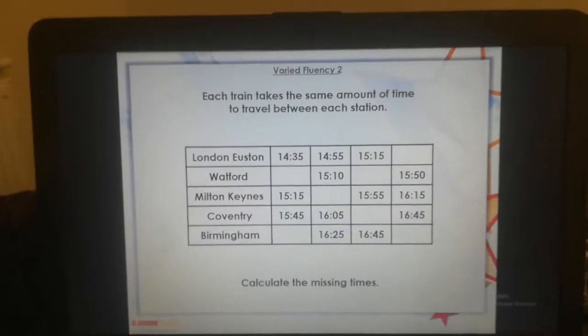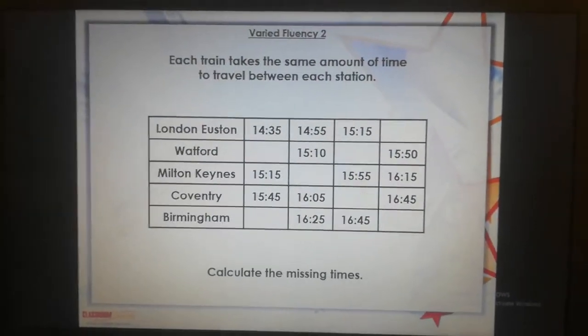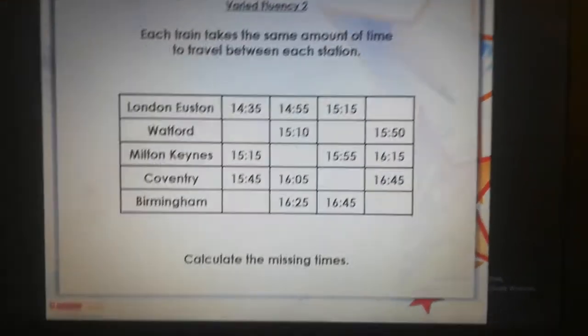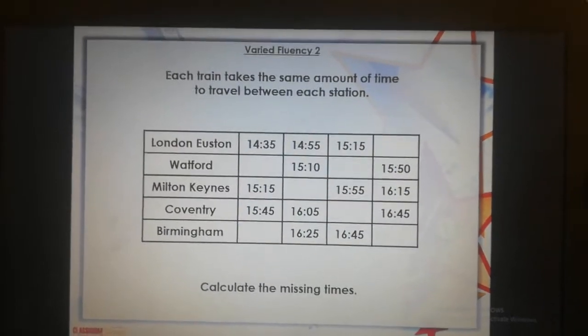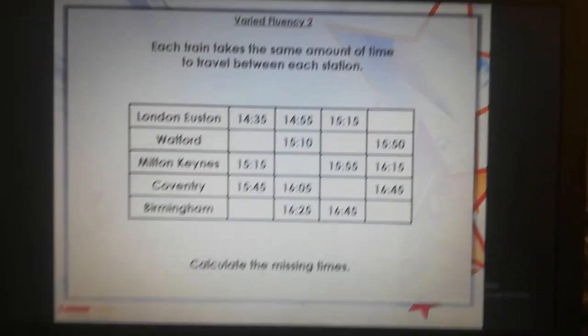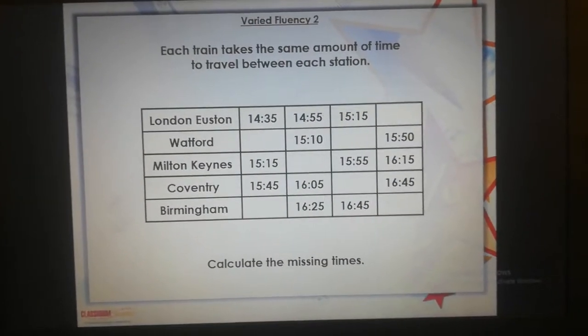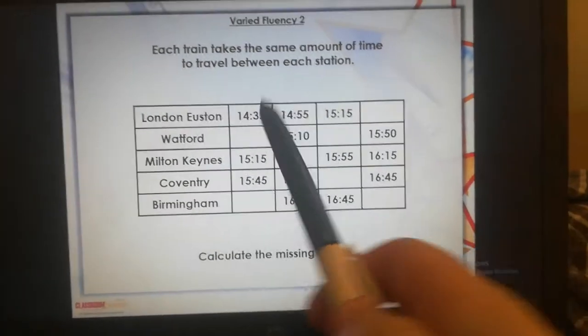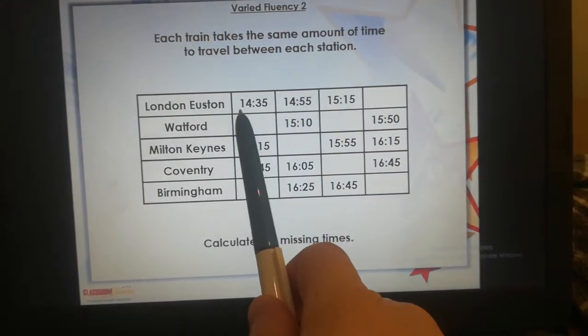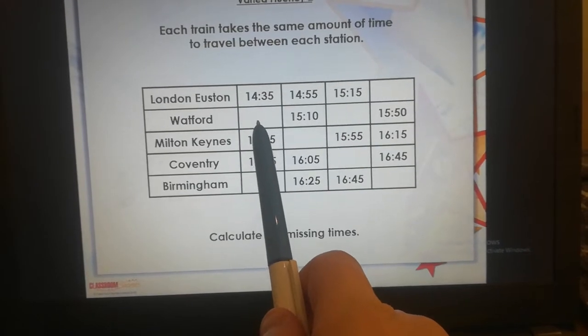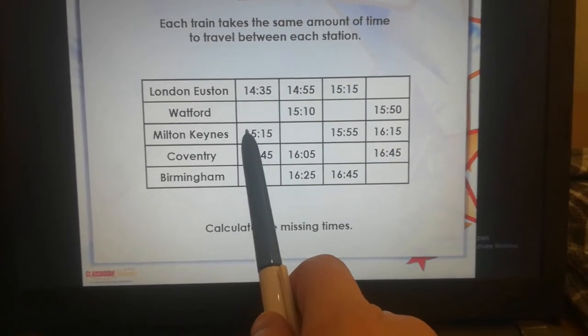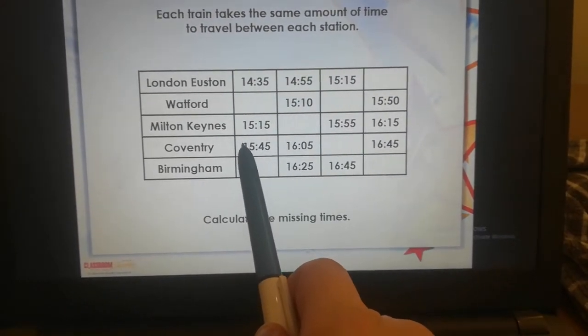Varied fluency 2. Now this is interesting. This is a little bit like problem solving, this question here. And it's really seeing if you understand the timetables and know how to read them. It says each train takes the same amount of time to travel between each station. We've got a train leaving London Euston at 2:35. Don't know what time it gets to Watford. Arrives at Milton Keynes at this certain time.